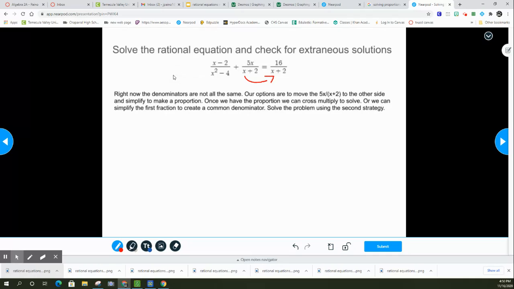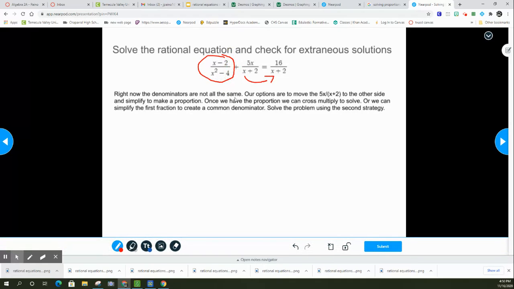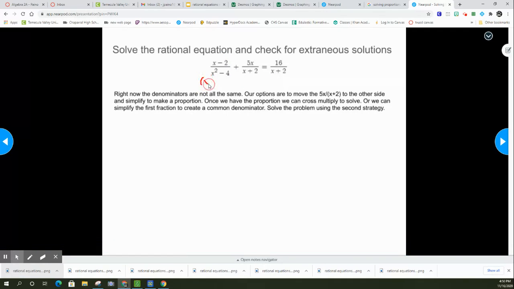We're going to try to keep everything consistent. I want to use the clearing the denominators one. So I need to get a common denominator. So what I'm going to do is I'm going to simplify this first. If I factor out this bottom part here, what am I going to get? This bottom part is going to become x plus 2, x minus 2.